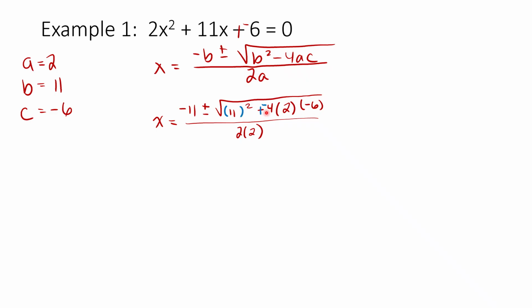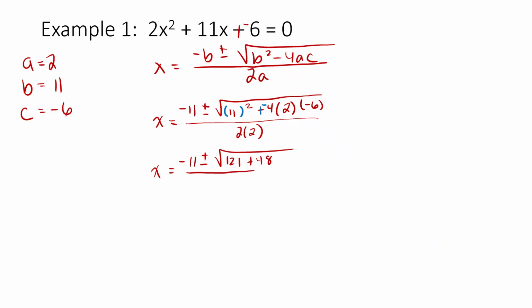We've got squaring, adding, multiplying. So the order would be square it, then multiply it, then add it. Now, what I am going to do, though, is square this and multiply this at the same time because they don't have anything to do with each other, and then we'll be able to add them together. So let's go ahead and take a look at that. 11 squared is 121. And then over here, this is -4 times 2 times 2, which is -8. And -8 times -6 is positive 48.